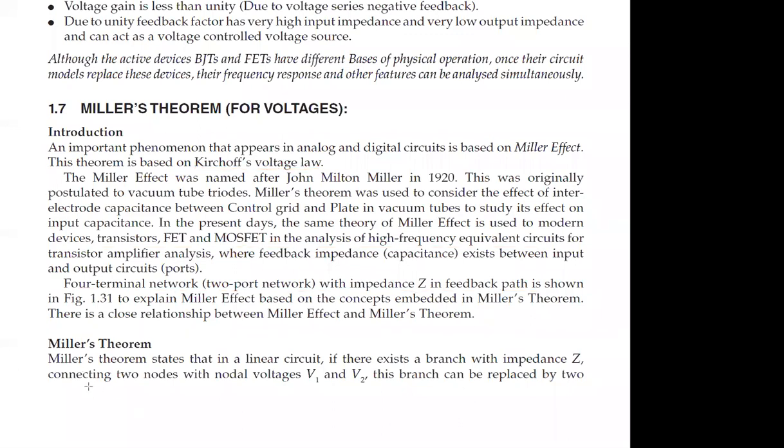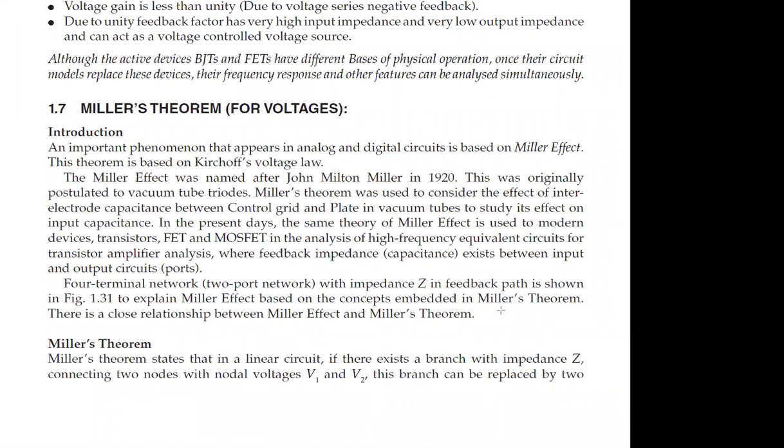What does the Miller theorem state? The Miller theorem states that in a linear circuit, if there exists a branch with an impedance Z connecting two nodes with nodal voltages V1 and V2, then this branch can be replaced with two individual branches.